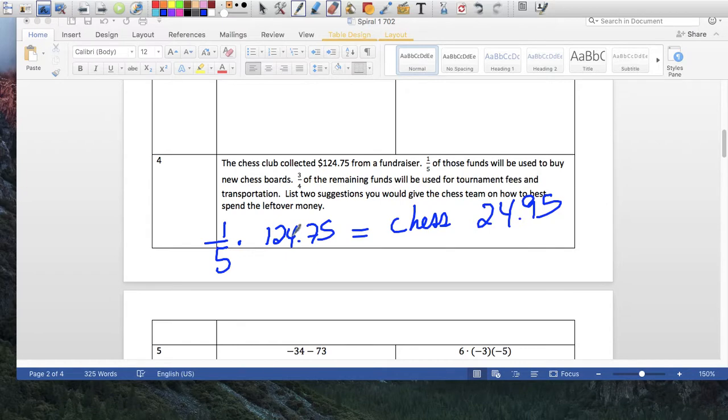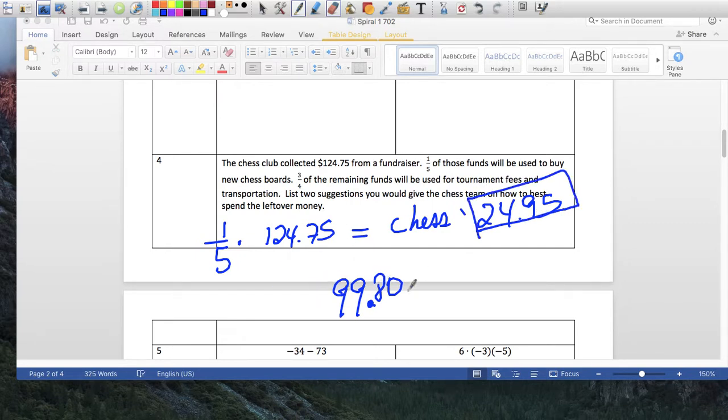This question makes no sense. 3/4 of the remaining money. Okay, so how much do we have left over? Okay, I see it. So 124.95 was spent on chessboards, so minus 124.95. They have $99.80 left over after they buy their chessboards, right? Because I subtracted the amount spent on chessboards from how much they have.